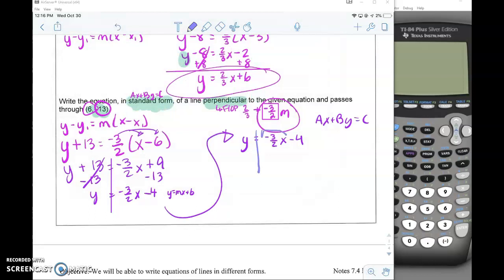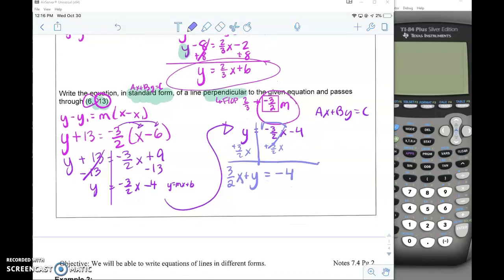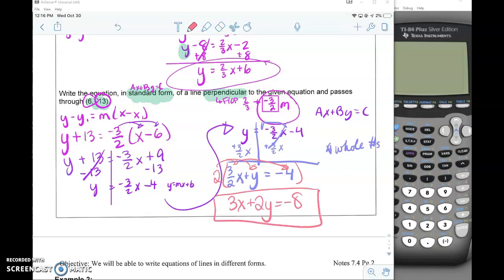To move the part with x, it's negative, so I will add plus 3 over 2x to both sides. So 3 over 2x plus y equals, I'm left with negative 4. Remember, for standard form, we must have whole numbers. So to get rid of that fraction, I am going to multiply by the denominator. My denominator is 2, and I have to multiply everything. 2 times 3 over 2 makes 3x, 2 times y is 2y, and 2 times negative 4 is negative 8. My equation is now in standard form.